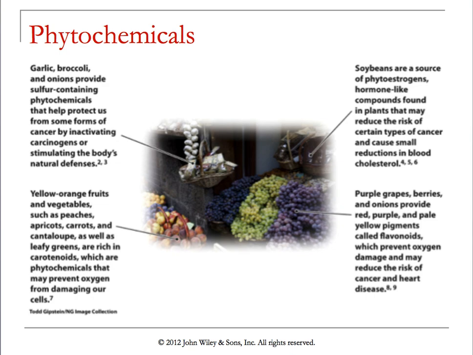In the upper right, we have soybeans, and these are a source of phytoestrogens, which are hormone-like compounds found in plants that may reduce the risk of certain types of cancer and cause small reductions in blood cholesterol. And finally, we have purple grapes, berries, and onions that provide red, purple, and pale yellow pigments called flavonoids, which prevent oxygen damage and may reduce the risk of cancer and heart disease.